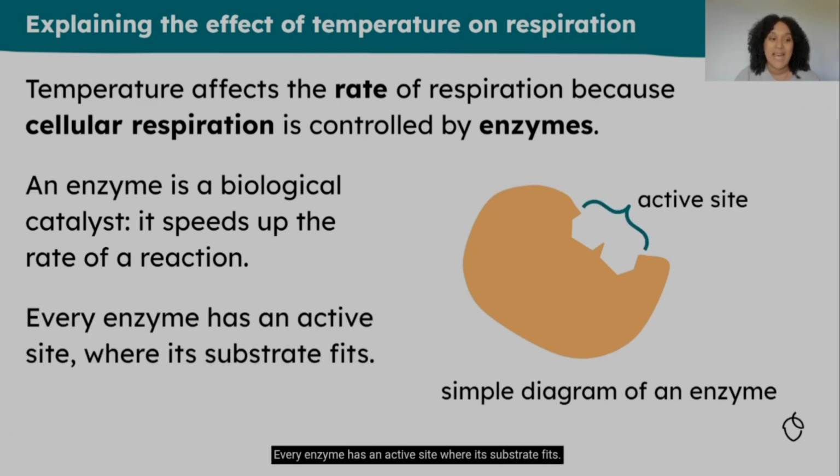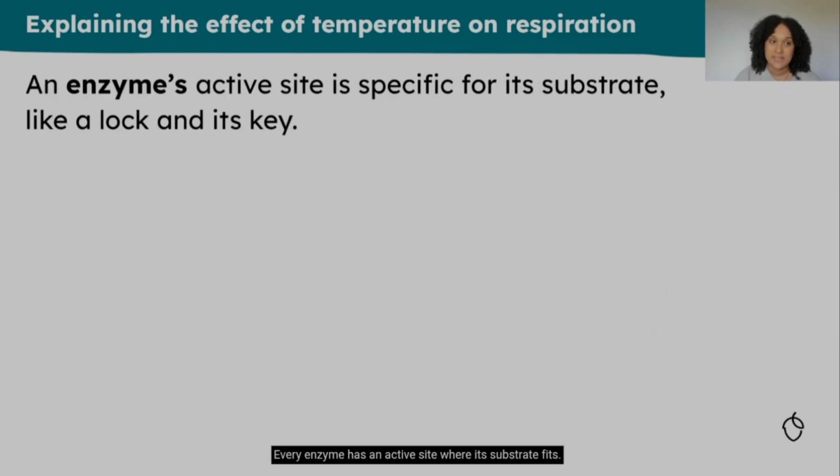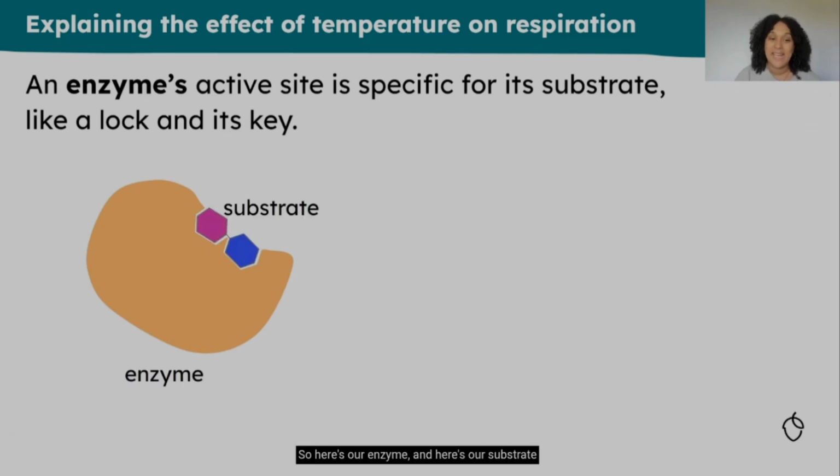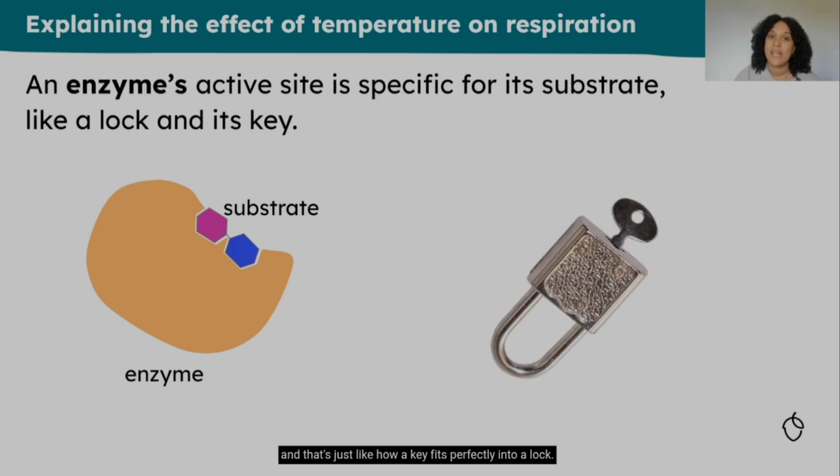Every enzyme has an active site where its substrate fits. An enzyme's active site is specific for its substrate, like a lock and its key. So here's our enzyme, and here's our substrate that fits perfectly into the active site. And that's just like how a key fits perfectly into a lock.